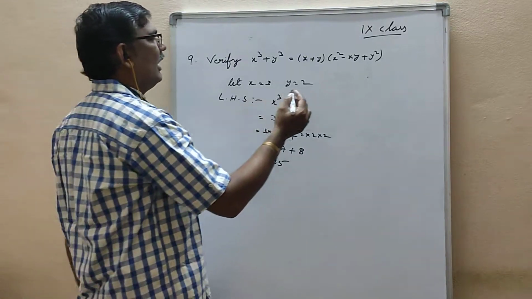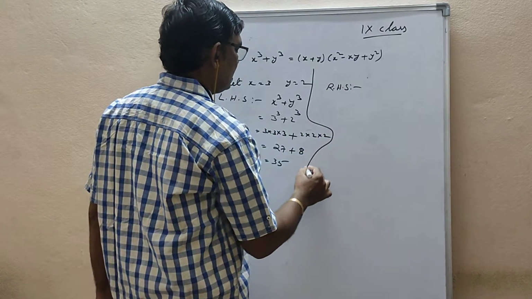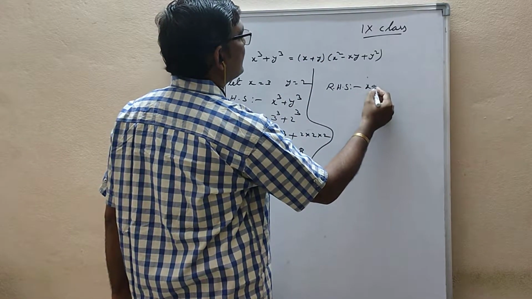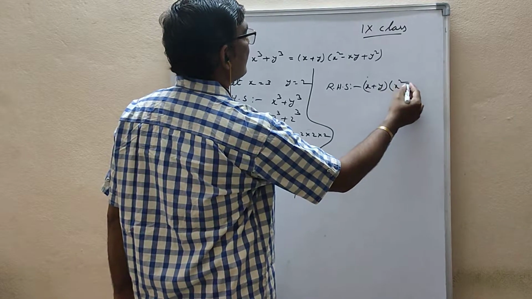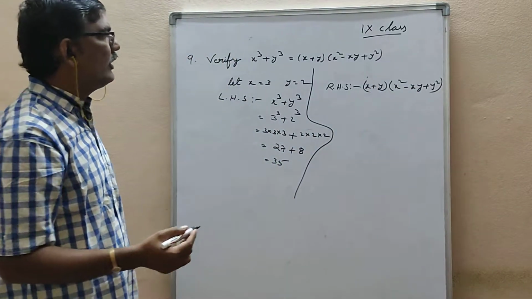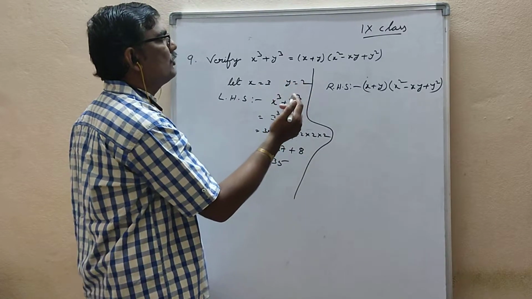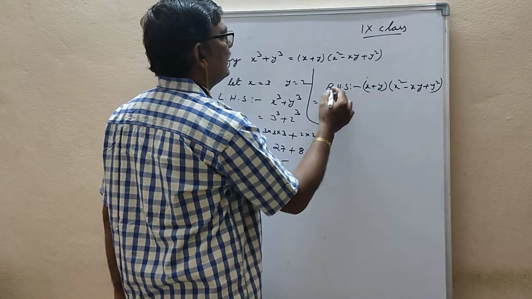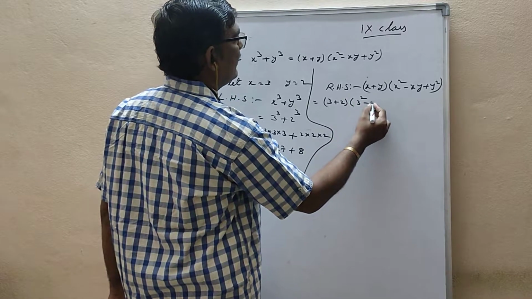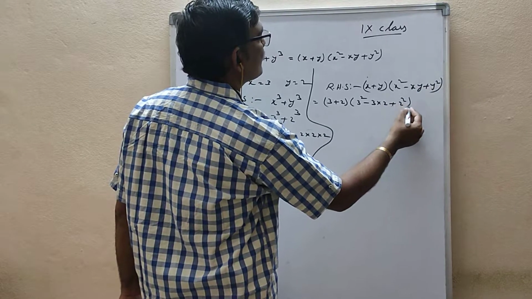Next we should go for RHS. RHS means right hand side. What do you have on the right hand side? (x plus y) in brackets, into (x square minus xy plus y square). Wherever x is there, substitute 3, and wherever y is there, substitute 2. So it becomes (3 plus 2) into (3 square minus 3 into 2 plus 2 square), since xy means x into y.